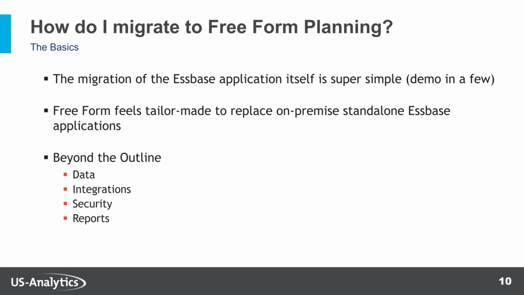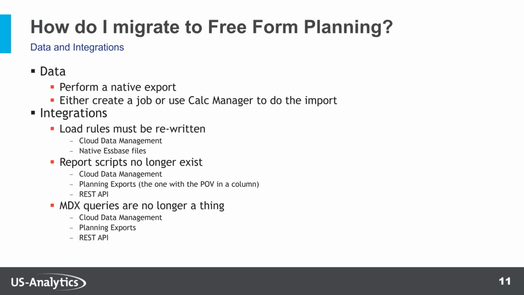So beyond the outline that we import and that LCM extract, we also have to get our data, our integrations, security, and reports. So how do we do that? From a data perspective, either you can get it in through your extract with LCM, or you can do what most of us do, and that's do a level 0 export out of EAS, and then take that native export and either use a job to import it, or use Calc Manager, where you can right-click on an application and import it that way. So getting the data up is pretty straightforward.